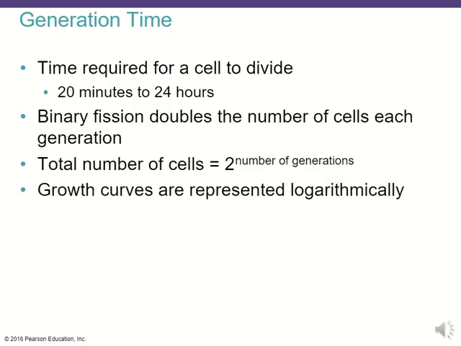When it comes to generation time, this is the time required for a cell to divide, and these can range depending on the microbe from as easily on the order of minutes to a day. Binary fission doubles the number of cells during each generation. Therefore, to get a total number of new cells or a total population after a certain amount of time, that would just be 2 raised to the power of the number of generations that have been allowed to pass.